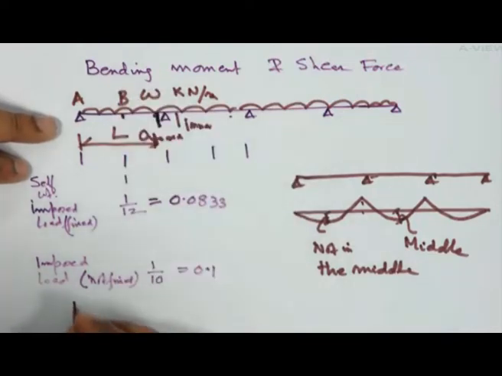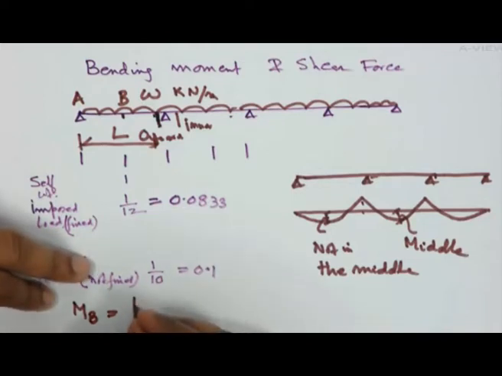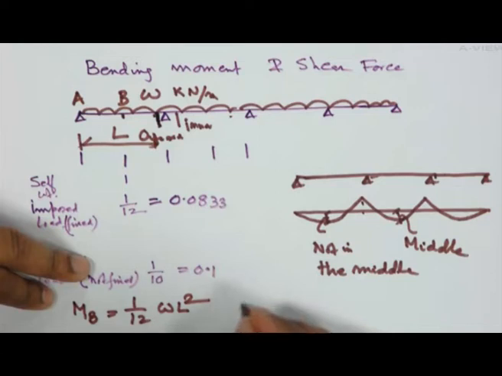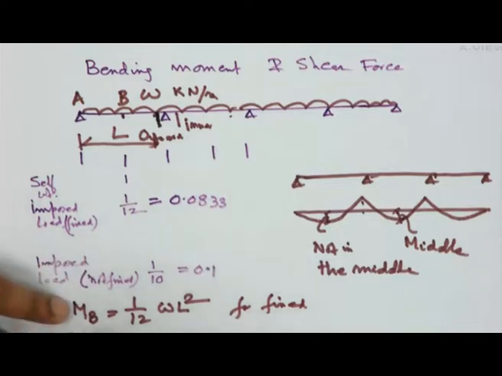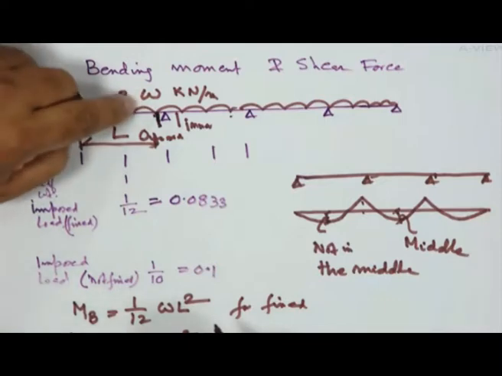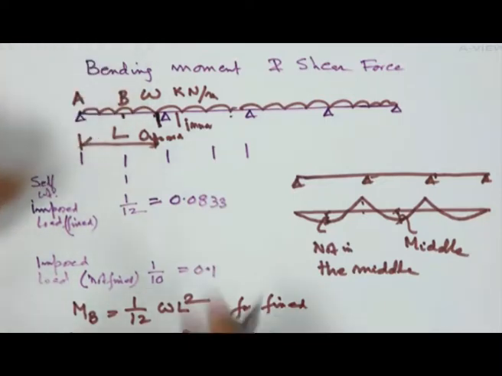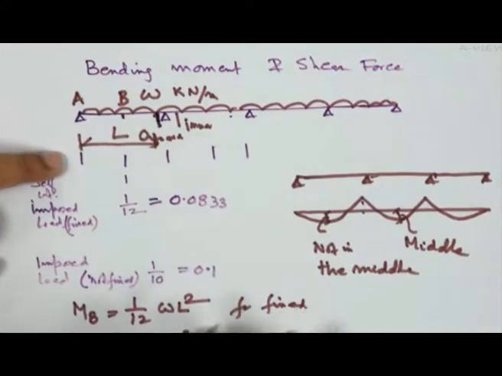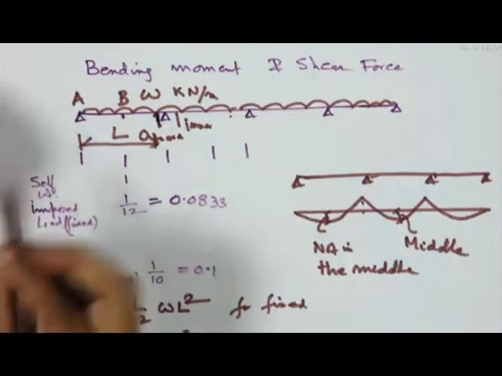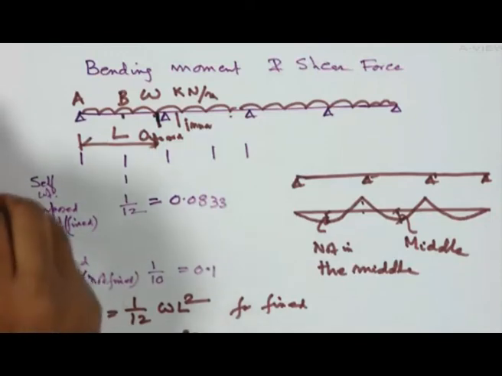So MB will be equal to 1 by 12 WL square for fixed, and if it is not fixed, then MB equals 1 by 10 WL square. This W we can calculate, and we know the span L, so we can find out 1 by 12 WL square. This is the bending moment we shall use for our design.